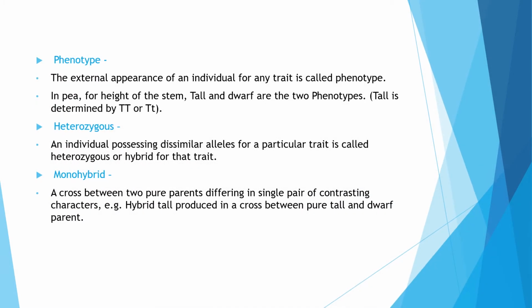Phenotype. The external appearance of an individual for any trait is called phenotype. In pea, for height of the stem, tall and dwarf are the two phenotypes. Tall is determined by T T or T small t. Heterozygous. An individual possessing dissimilar alleles for a particular trait is called heterozygous or hybrid for that trait. Monohybrid. A cross between two pure parents differing in a single pair of contrasting characters, for example hybrid tall produced in a cross between pure tall and dwarf parent.